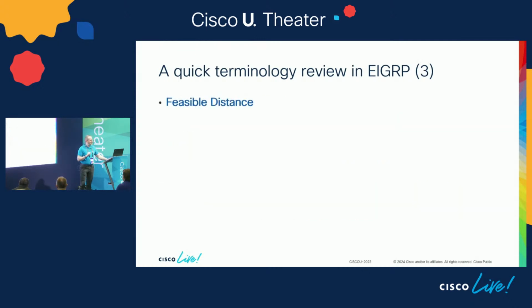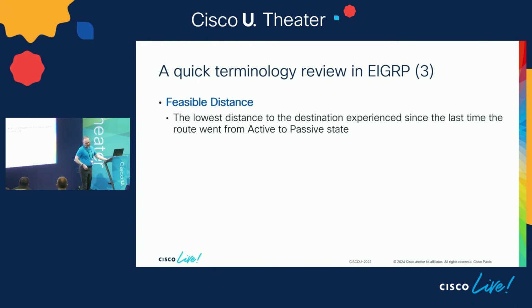Now, let's come to the feasible distance. So, what do you believe is the feasible distance? Or what do you remember being said about a feasible distance? There is a suggestion that it's the distance through the feasible successor or feasible next hop. It might be. All right, getting there, you might be surprised.